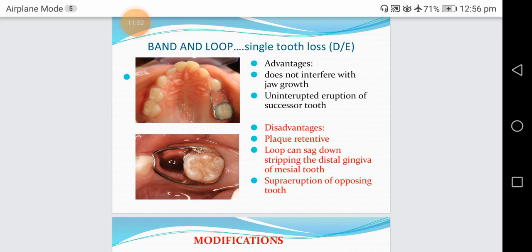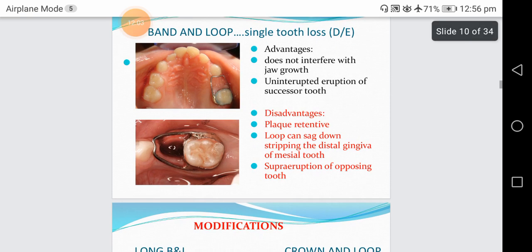In this, the span of the loop should extend from the mesial abutment tooth to the distal abutment tooth. That much length is needed. Then the width, that is the labiolingual width, should be wide enough to accommodate the erupting tooth germ.